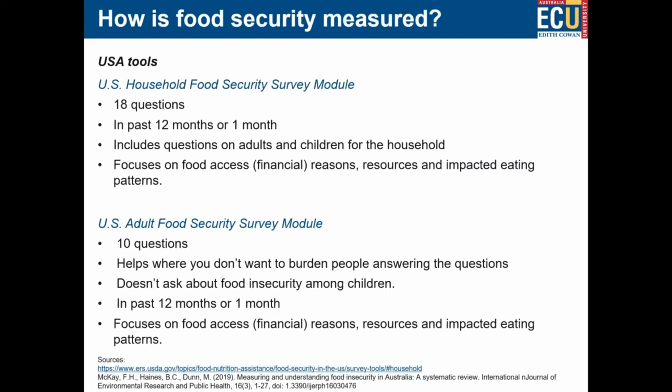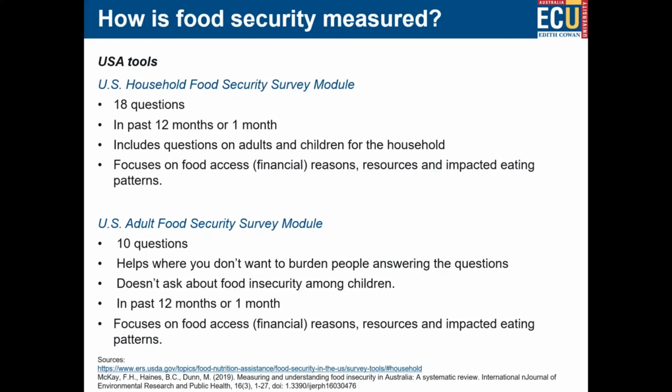So how do we measure food security and food insecurity then? Well, the USA has a suite of tools that they have been using for a number of years now, the most comprehensive of which is the US Household Food Security Survey module. That tool contains 18 questions. So it measures food security of the household, and it usually measures that in a 12-month period, but you can change that to be in a 30-day reference period.